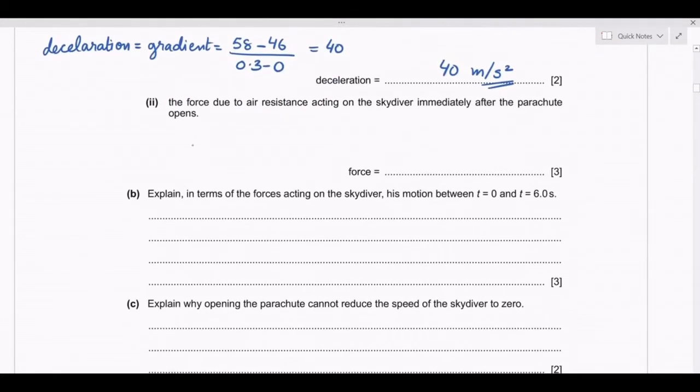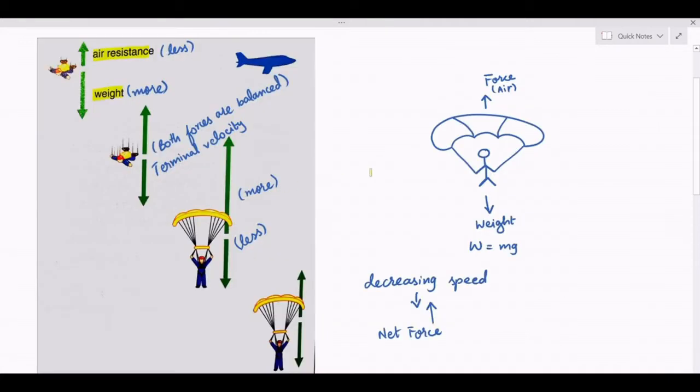Part 2. We have to determine the force due to the air resistance acting on the skydiver immediately after the parachute opens. Now, let me try to explain this visually. When the skydiver jumps off of a plane, the air resistance is less compared to his weight. But eventually, there comes a time where the air resistance and his weight are balanced, and the skydiver stops accelerating and falls at a steady rate called terminal velocity.